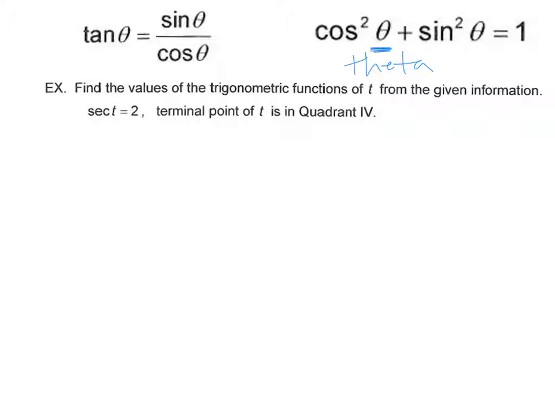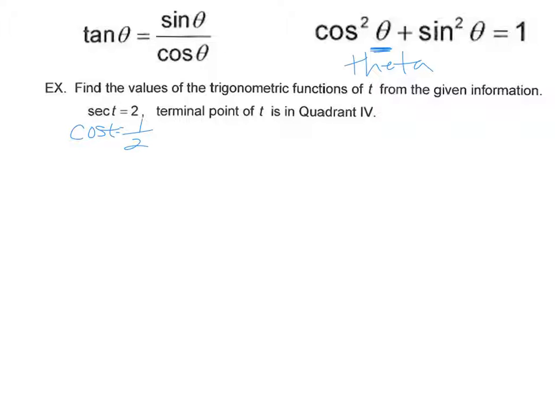The problem says find the values of the trigonometric functions of t from the given information. The secant of t is 2. The terminal point of t is in quadrant 4. And they want us to find the values for all 6 trig functions. Well, we have secant, and it would be very quick to find cosine because the secant is the cosine flipped over. So cosine, if I flip over 2, it's a half.